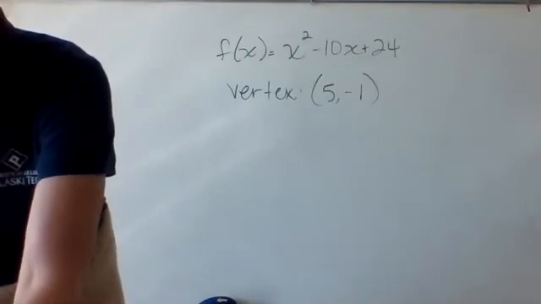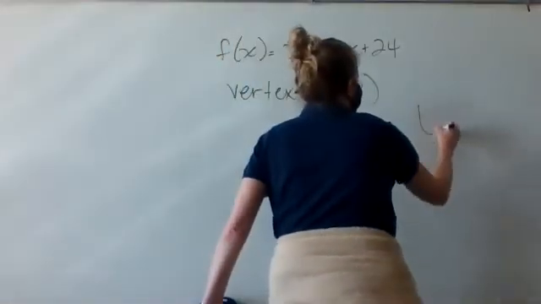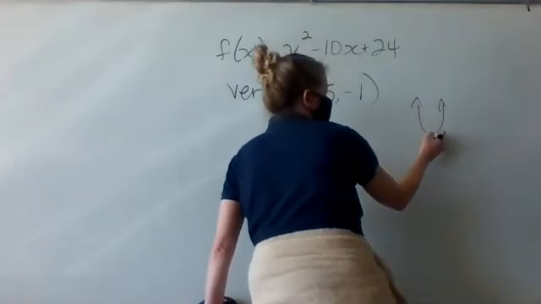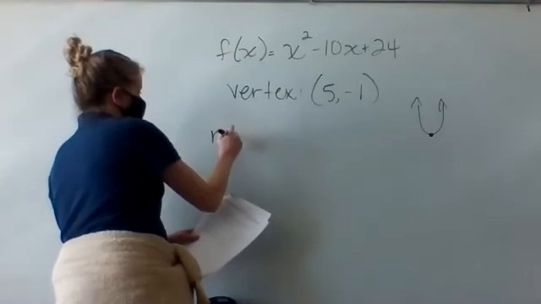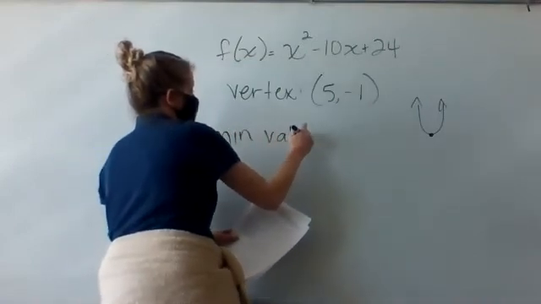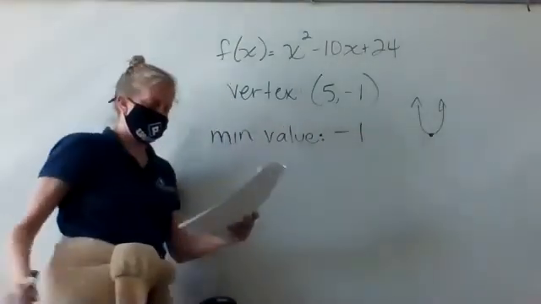Determine whether the parabola has a minimum or maximum value. So it's a positive x squared, which means it's a right side up parabola, which means it's going to have a minimum value. And what is the minimum value? -1.